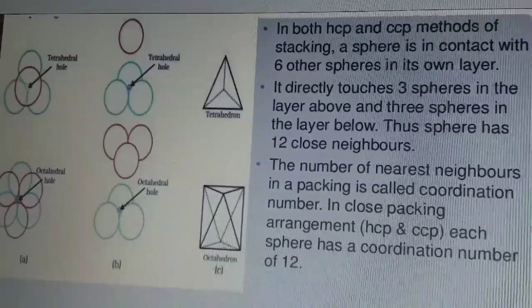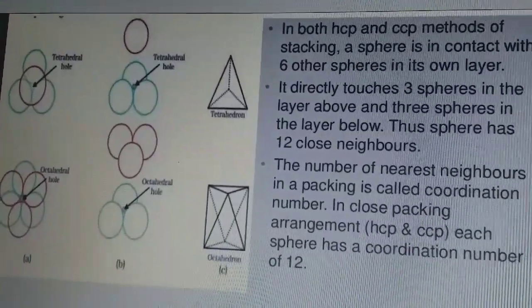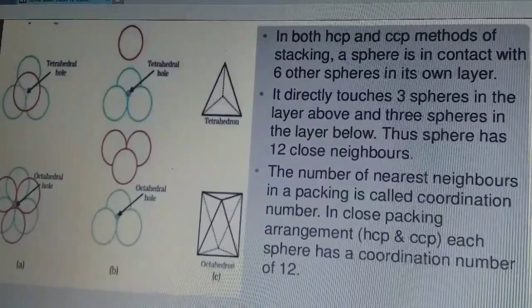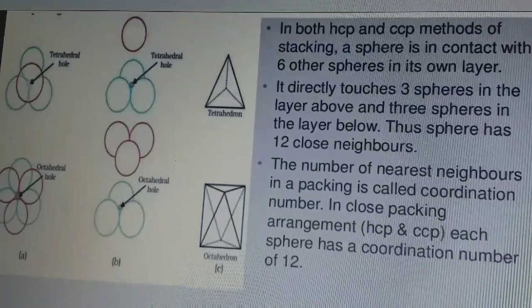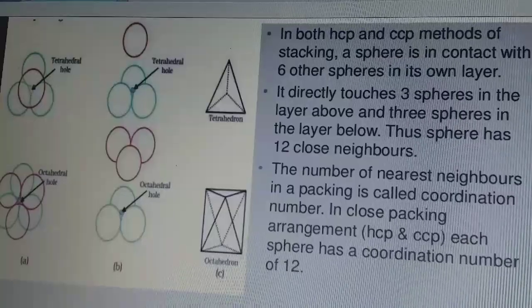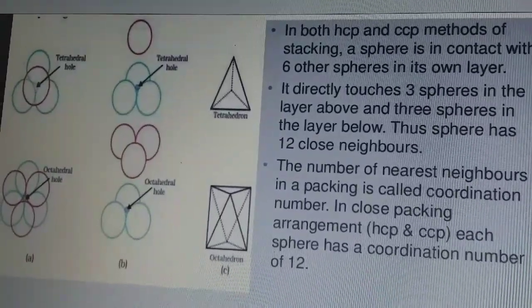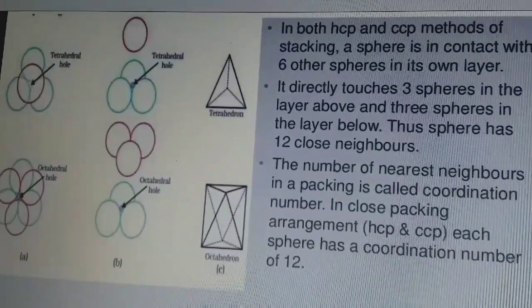From hexagonal close packing of 2-dimensional close packing, I discussed already. In both HCP and CCP, the methods of stacking, a sphere is in contact with 6 other spheres in its own layer. It directly touches 3 spheres in the layer above and 3 spheres in the layer below. The sphere has 12 close neighbors.